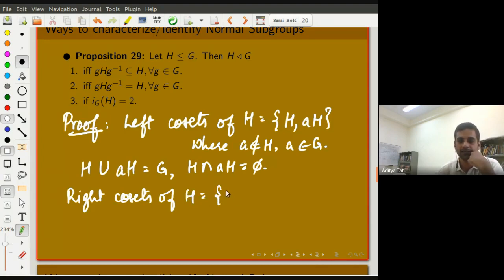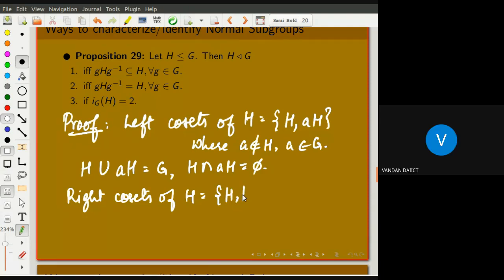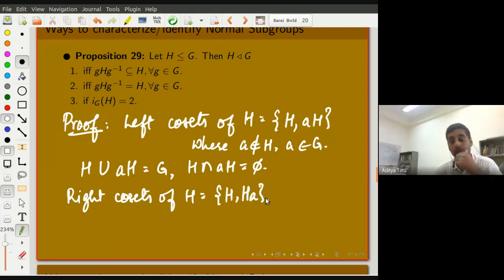One right coset is H. What is the second right coset? It has to be HA. No, not HD. I mean, HD is also okay, but it is the same as HA, right? Because A is not in H. Is that clear?